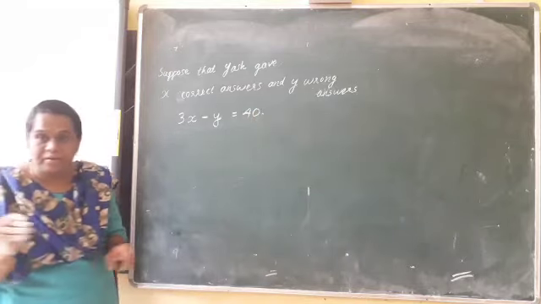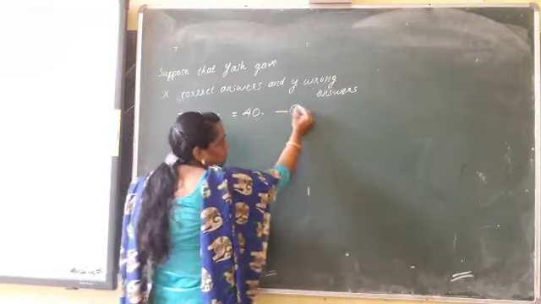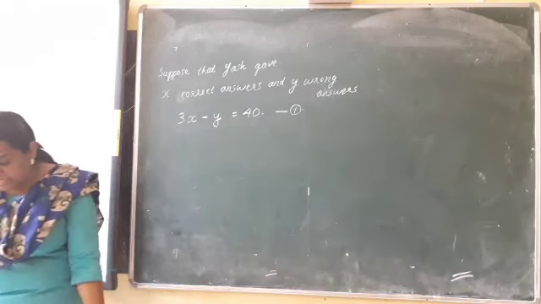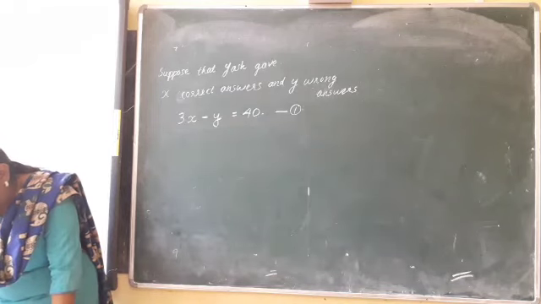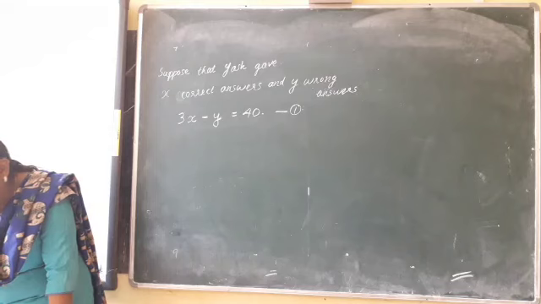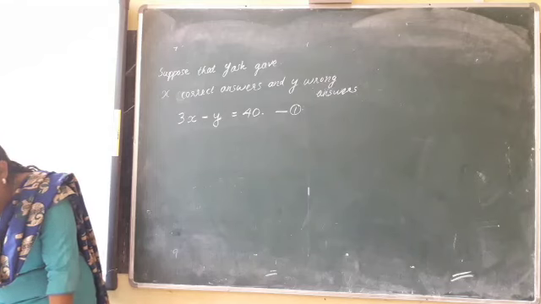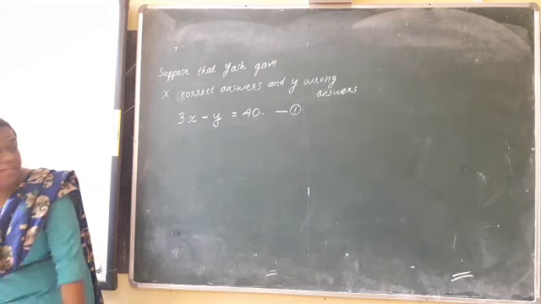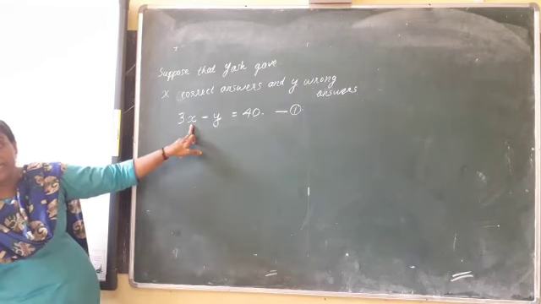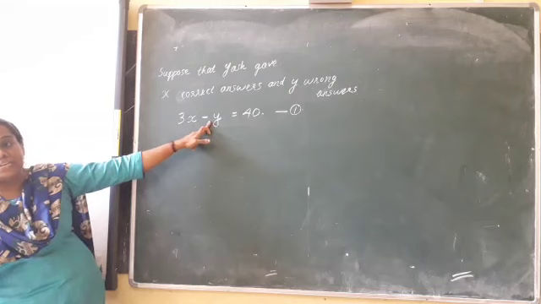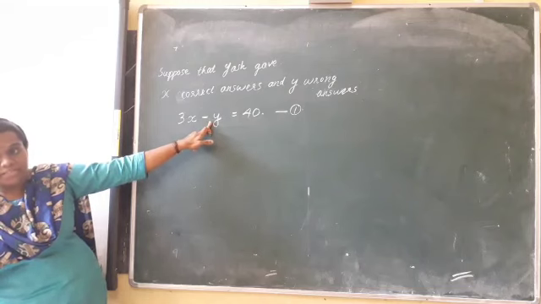Equation number 1. Okay. And another condition is given. If 4 marks are awarded for a correct answer and 2 marks are deducted for an incorrect answer. Here 3 marks are awarded for a correct answer and 1 mark is deducted for a wrong answer.